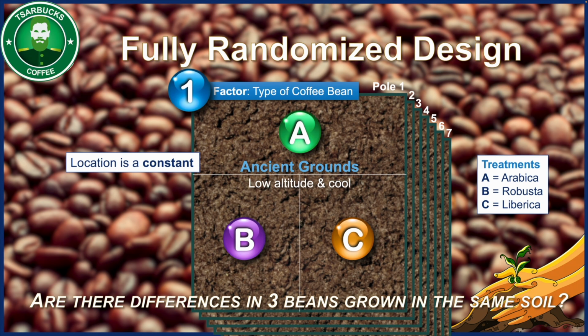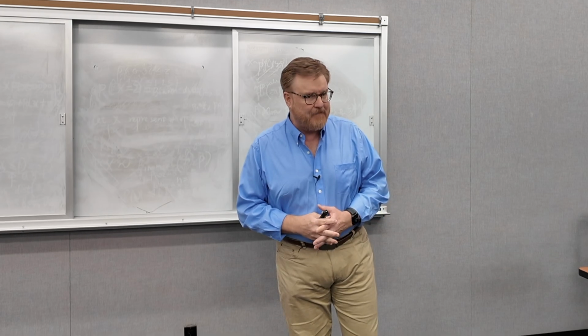Are there differences in outcome among the 3 beans grown in the same soil? All of the beans have been randomly selected. They have been randomly assigned or planted in their respective plots. We have a lot of variability to unpack.